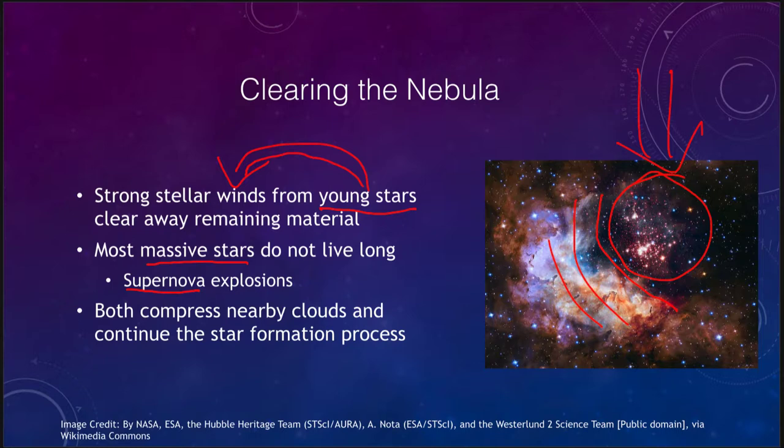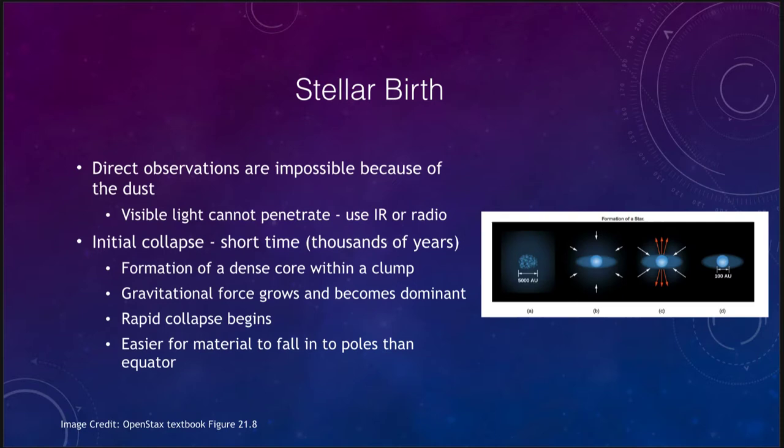So what is the process of the birth of a star? Let's take a look at that. And again, direct observations are not possible because of dust. So we cannot see that. Visible light makes it impossible to see the star formation process. However, infrared or radio waves can penetrate the dust and therefore allow us to get a glimpse into what is happening inside some of these clouds.